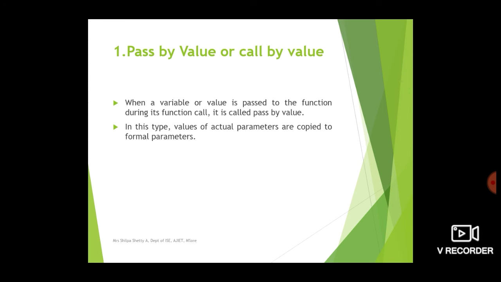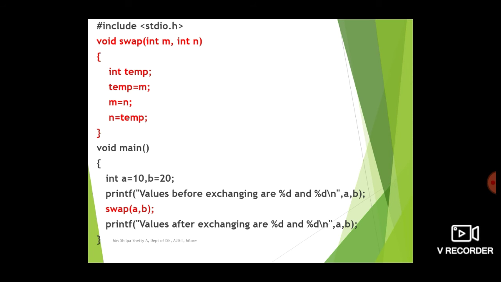So we are not actually passing the original parameter. Instead, a copy of the parameter will be passed to the function. Let us see an example here. The very simple example that we are taking is to swap two numbers. Let me first explain the program.